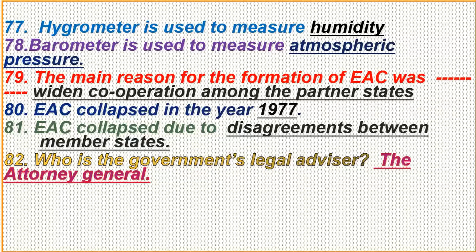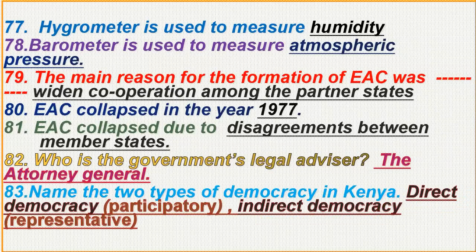Number 83. Name two types of democracy. We have two types of democracy practiced in Kenya: direct democracy, which is also called participatory democracy, and indirect democracy, which is also called representative democracy.